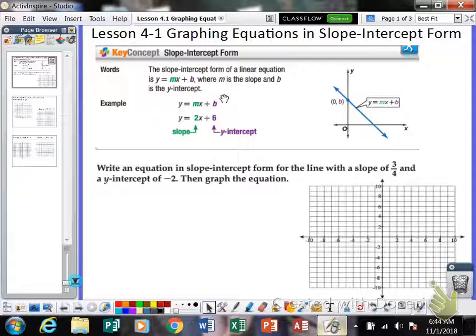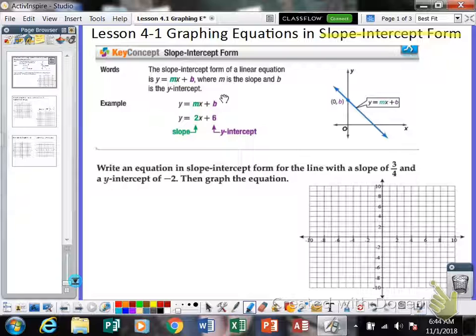All right, in this chapter, we're going to really start getting into linear equations, graphing them, rewriting them. So in lesson 4.1, graphing equations in slope-intercept form. So slope-intercept form is important. This is on your Algebra 1 formula sheet.